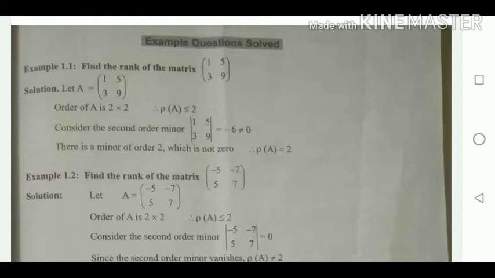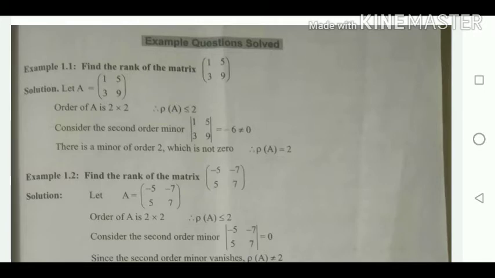Okay, so first we are going to see the example sums in the first chapter. Find the rank of the matrix 1 5 3 9. Here, first we consider the order of this matrix. The order of matrix A is 2 into 2. Therefore the rank of A is less than or equal to 2. Consider the second order minor, 1 5 3 9. Now cross multiply: 1 into 9 is 9, 3 into 5 is 15. If you subtract, you get minus 6.